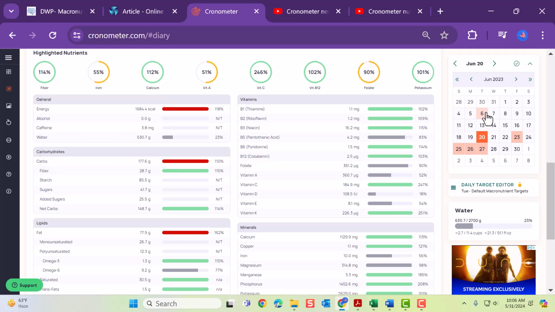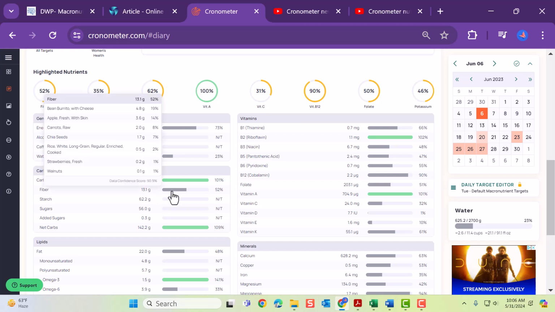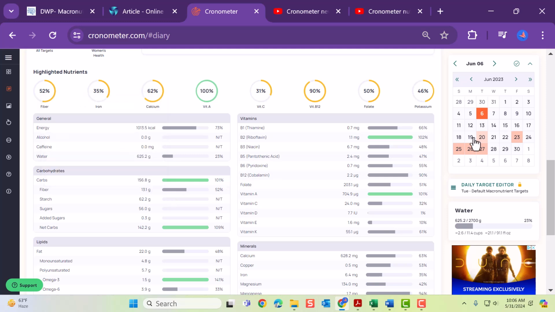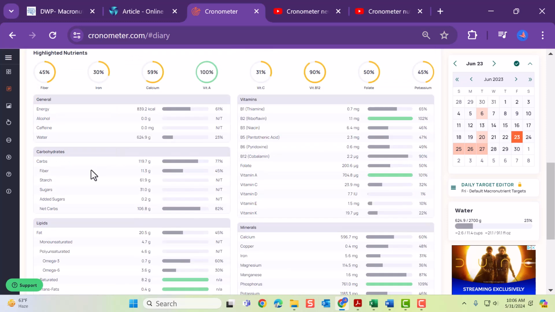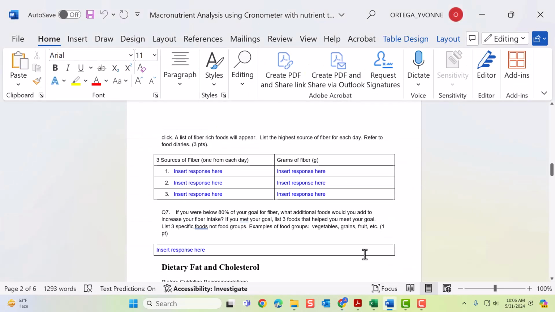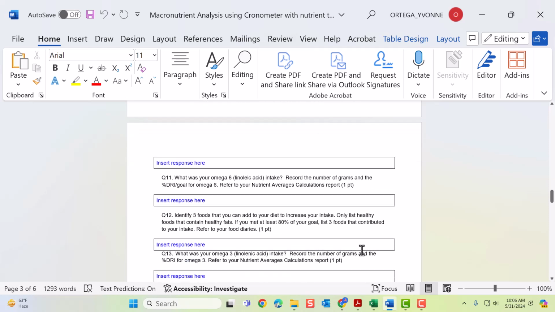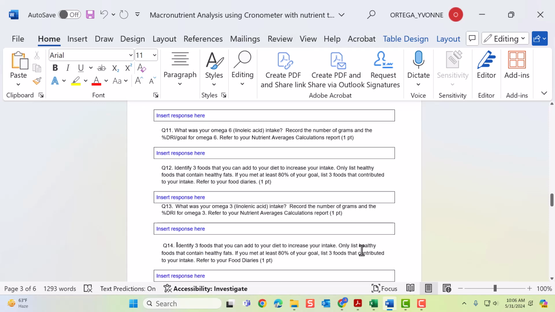Then I would go to day 2, and I would see my list. A bean burrito with cheese was 4.8. That was my highest on the second day. And then I could go to the third day and do the same thing. Okay? Again, it's kind of a repeat. You're going to do the same for omega-3s, 6s, saturated fat.